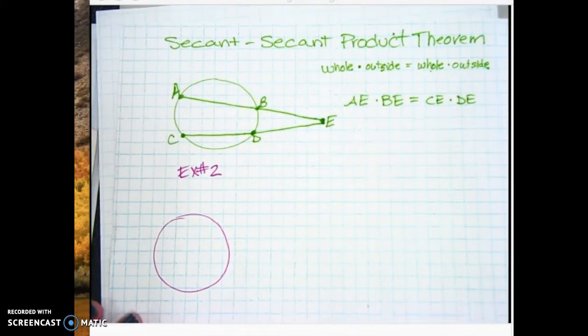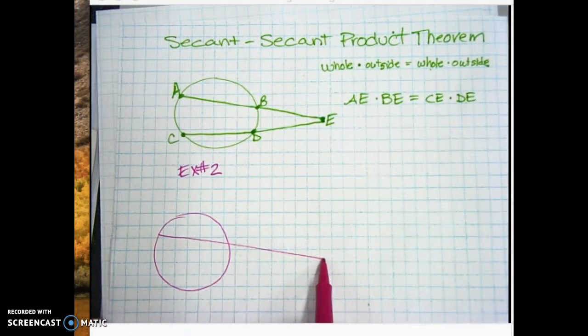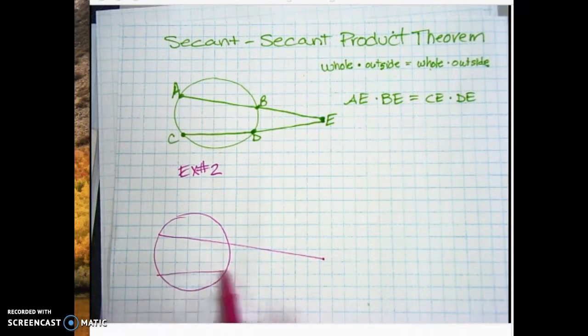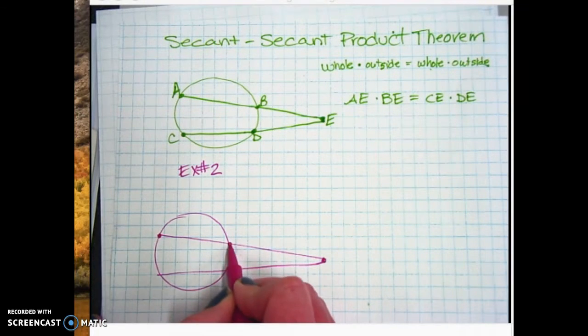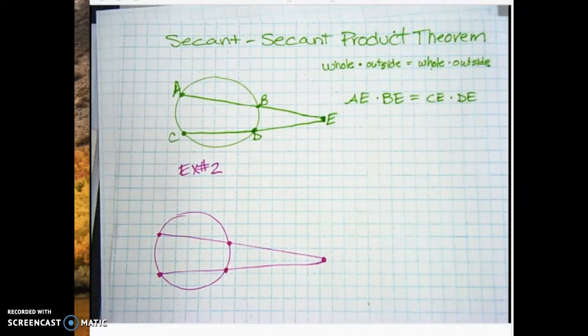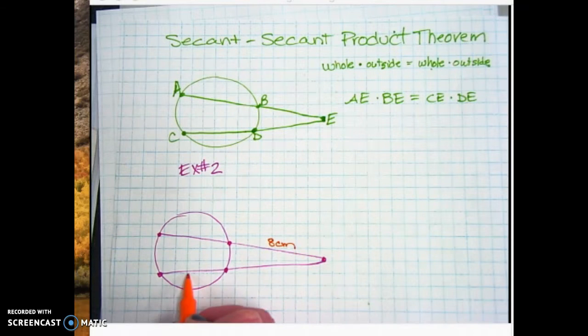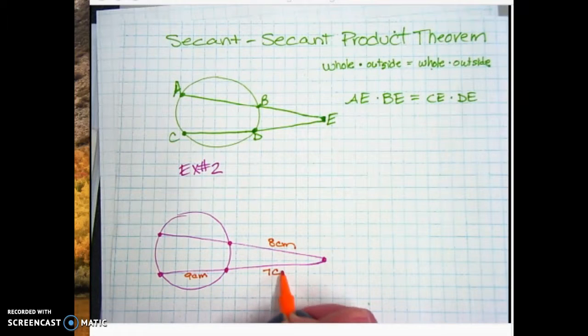Start with the circle, and we're going to draw two secants intersecting here and here, here and here, and here are your measurements. We've got 8 centimeters right here, we've got 9 centimeters right here, and 7 centimeters right here.